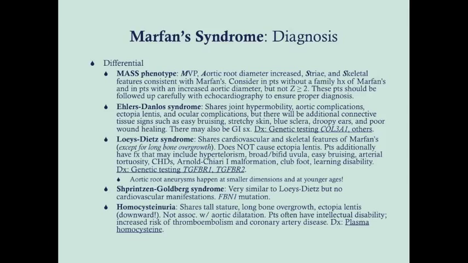Ehlers-Danlos syndrome shares a lot of things in common with Marfan syndrome. So the joint hypermobility, aortic complications, ectopia lentis, other ocular complications. But in Ehlers-Danlos syndrome, there will be other signs that typically aren't seen in Marfan syndrome, like stretchy skin, easy bruising, blue sclera, droopy ears, poor wound healing. And there can also be GI symptoms as well, and chronic pain.